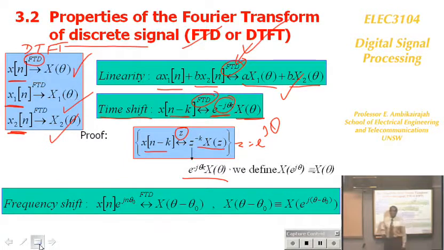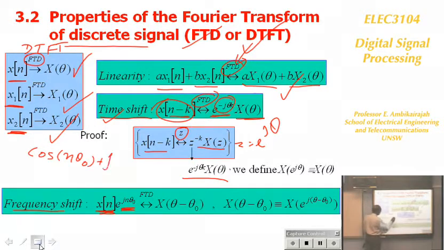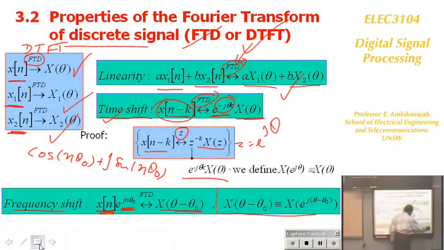Now, what about that time shift? This was time shift, shifting the signal in time. What happens if you shift the signal in frequency? So this is your discrete signal. You multiply by exponential j n theta naught, that means cos n theta naught plus j sine n theta naught. If you do that, we can actually show this works out to be X(theta minus theta naught). That's exactly the same as this, just another symbol.